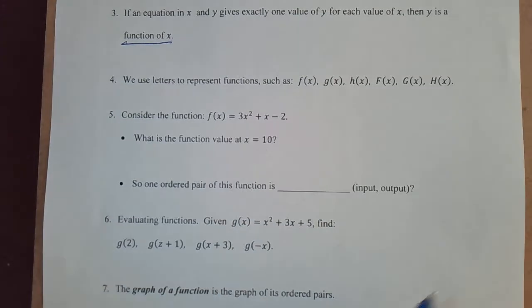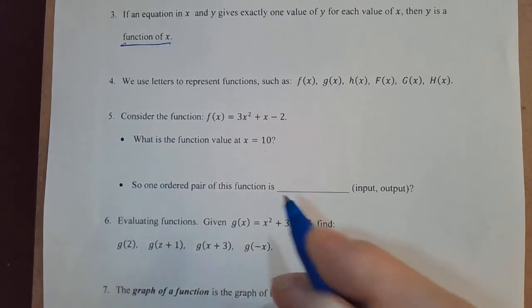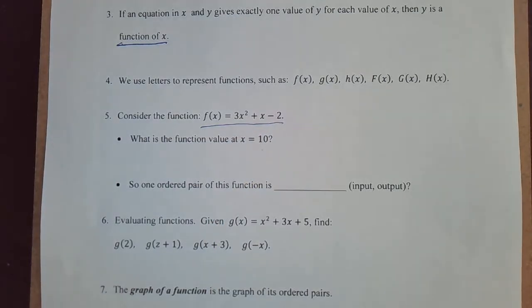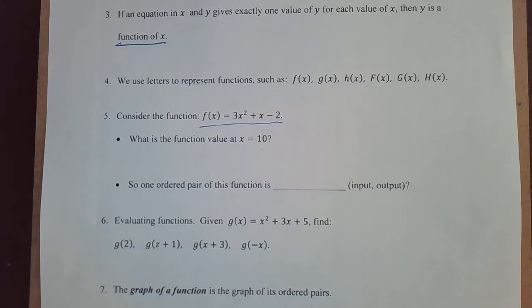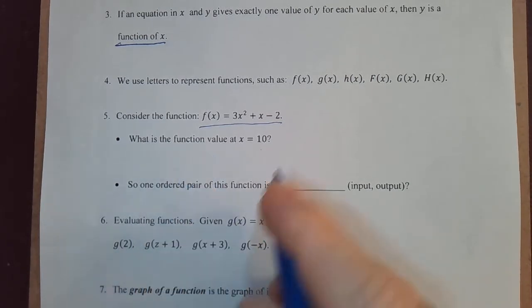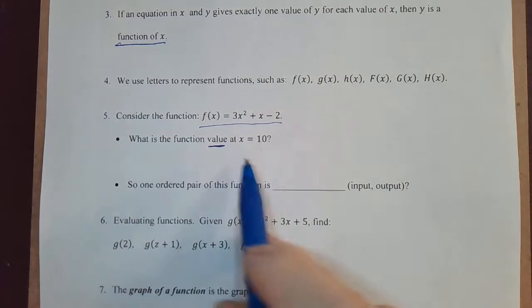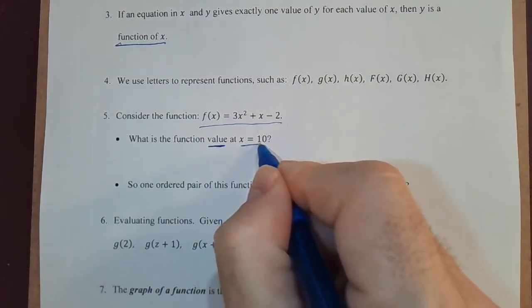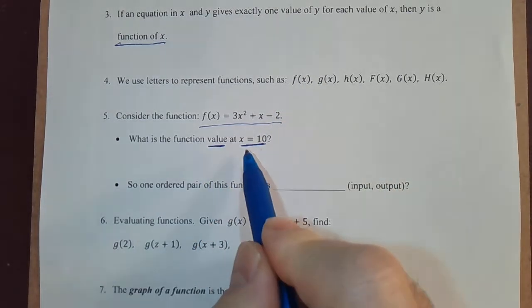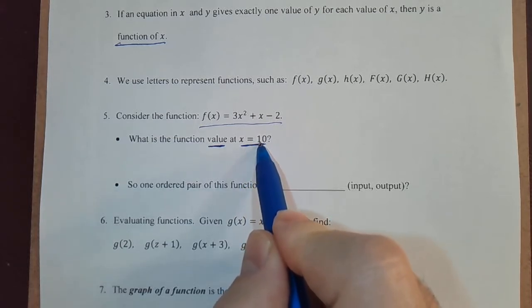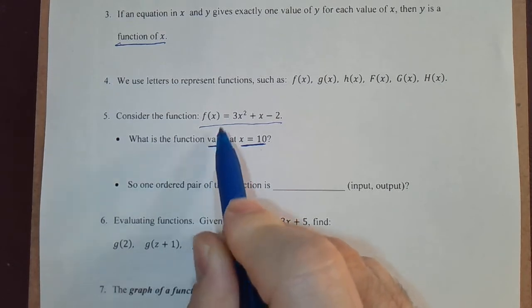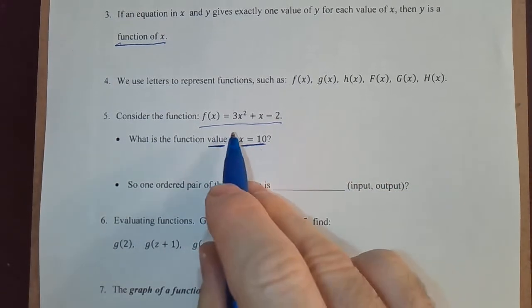Let's look at a function where we used a little f of x. F of x is equal to 3x squared plus x minus 2. That's a function. What is the function value, that's what we're defining, at x equals 10? Basically, that means tell me what the y value is if x is equal to 10. Another way of thinking of it is if you input a 10 into this function, what is the output or value of the function?